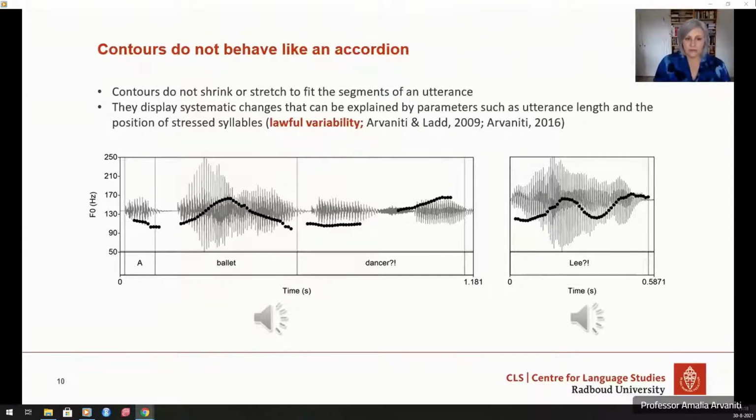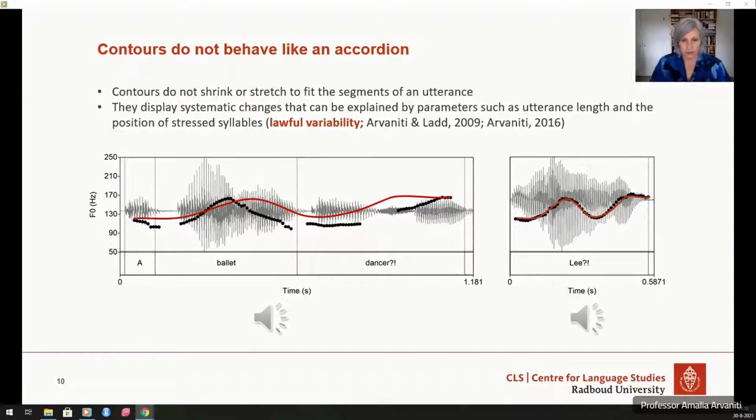What we actually find in research is that tunes display systematic changes that can be explained by parameters such as utterance length and the position of stressed syllables. We can illustrate that by taking the short tune, "Lee", and stretching it over the long utterance. This is a little bit similar to what is happening in the British school, where you learn to produce particular tunes on monosyllabic words like yes or no.